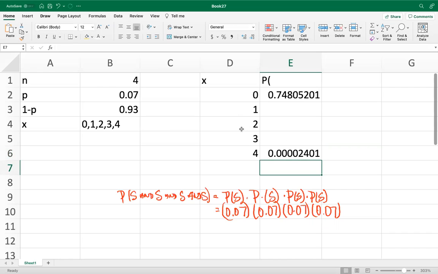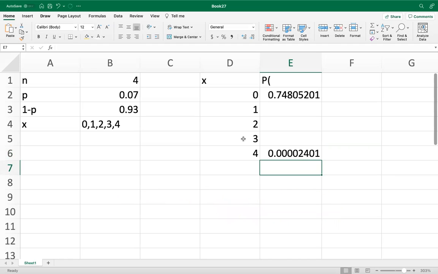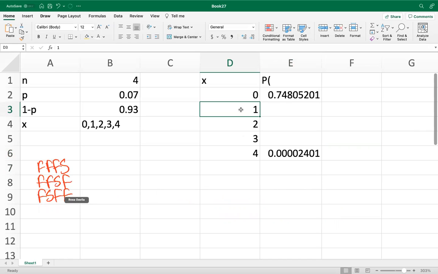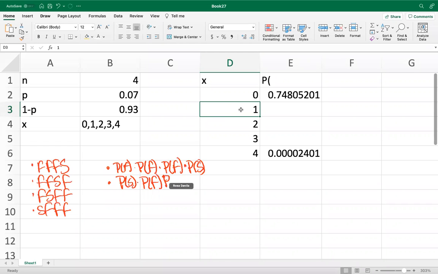But now for each of these, there's some other scenarios that we have to take into account. Whenever we have one success, we could record that as failure, failure, failure, success, or failure, failure, success, failure, and so on. With all of these, we have 1, 2, 3, 4 different possibilities. So we have to record all 4 of those. For all of these, we have probability of failure times probability of failure times the probability of failure times the probability of success. Remember, these are all multiplicative. This is the exact same thing as probability of success, probability of failure, probability of failure, and probability of failure. So these are the exact same thing.